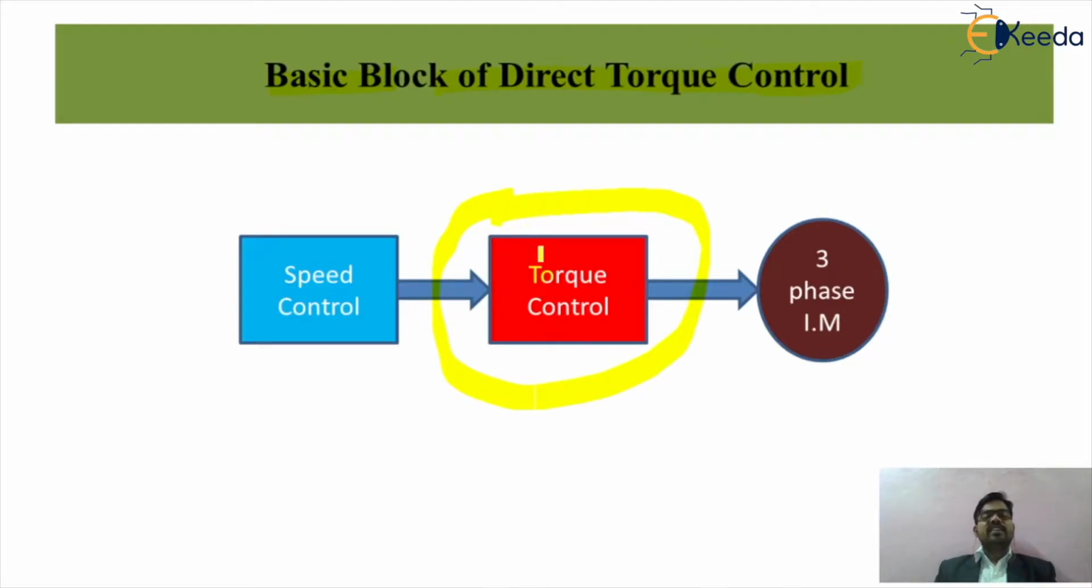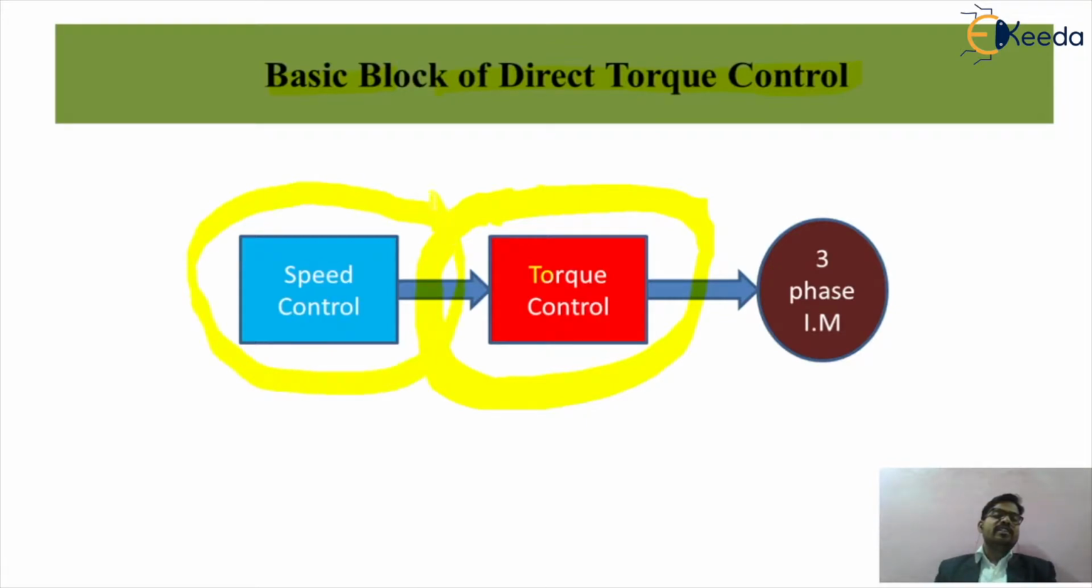Then the next question comes to mind: how can we control the torque of the induction motor? As shown in the figure, while we control the torque of the induction motor, indirectly we control the speed, because in the closed loop speed control strategy of the induction motor or electrical drive, we get the different relationships of the speed control loop.